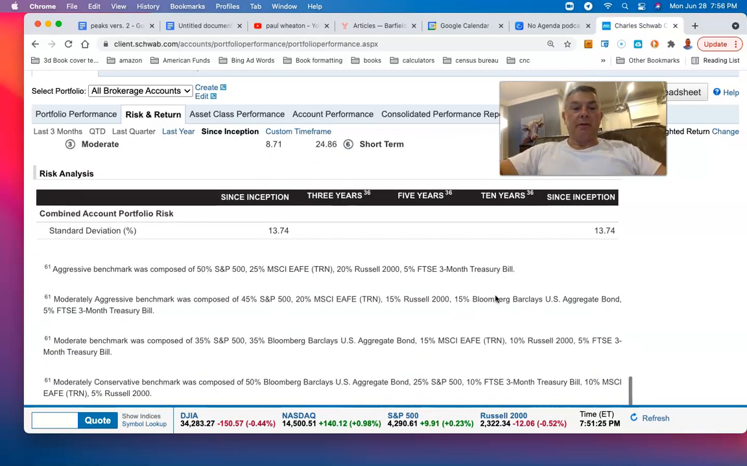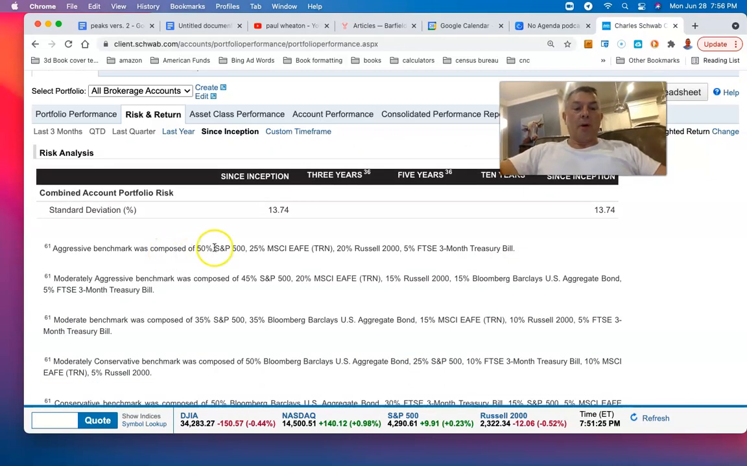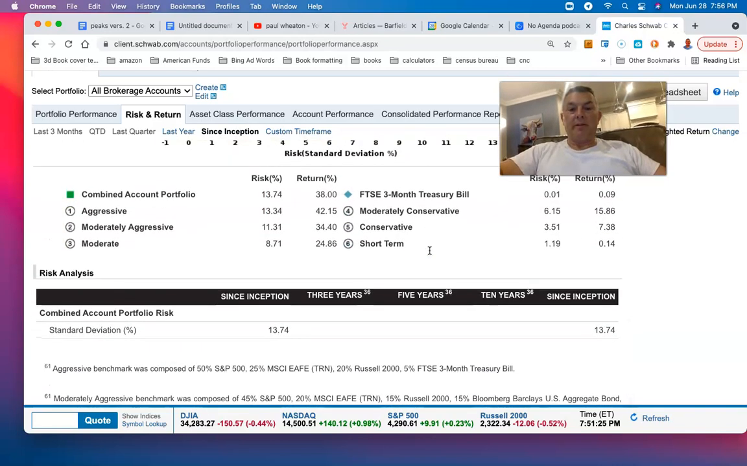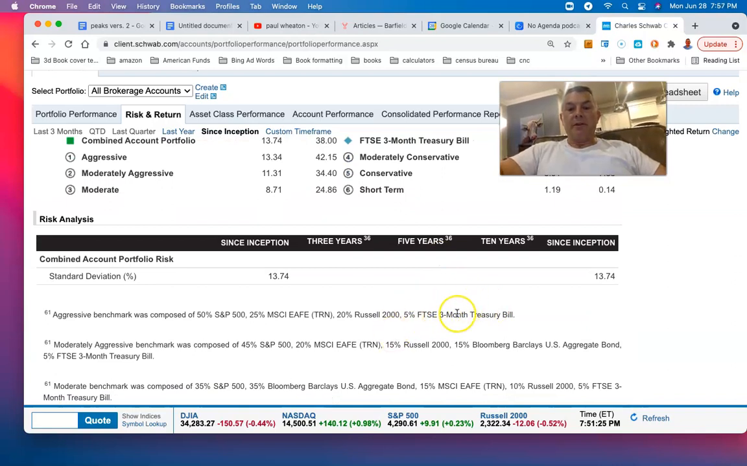Now, what are they using for these numbers? The aggressive benchmark was 50% S&P 500, 25% EFA, that's Europe, Asia, Far East, I can't remember, but that's like the global markets ex-US, 20% small cap, 5% 3-month Treasury bill. So my portfolio was a little bit more aggressive than theirs. Actually, I have some cash. Either way, mine's pretty aggressive.